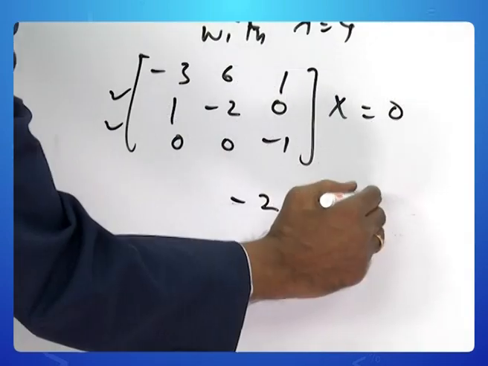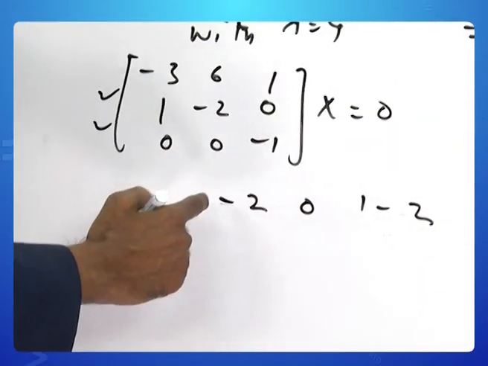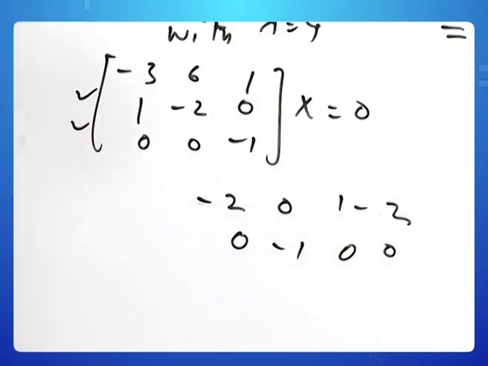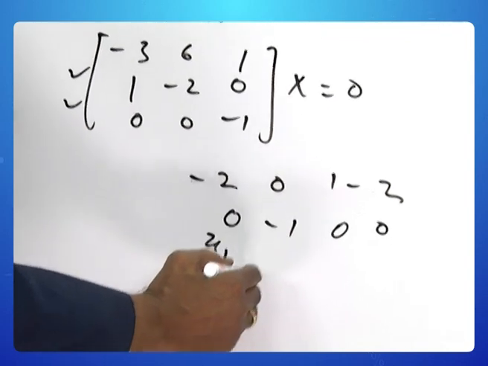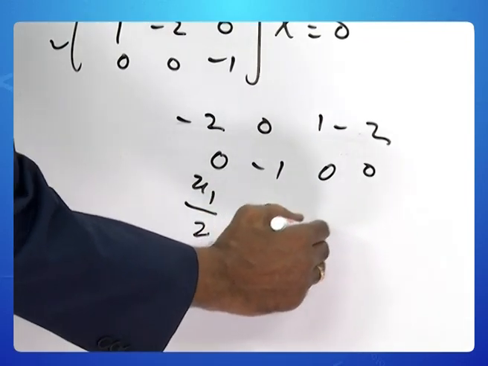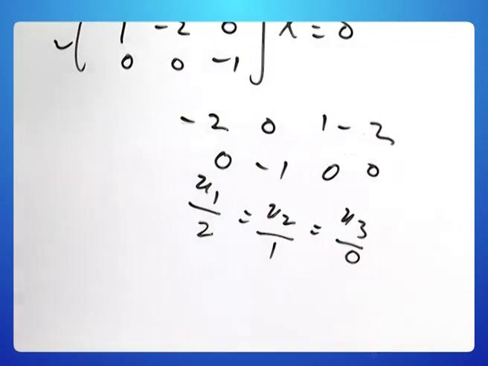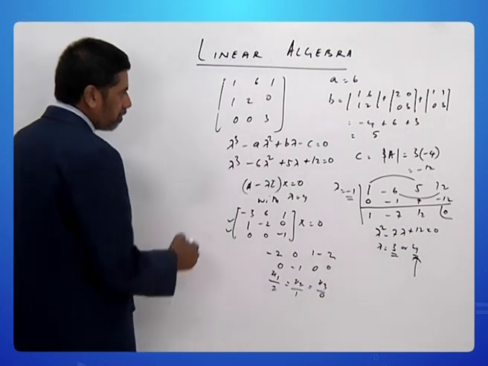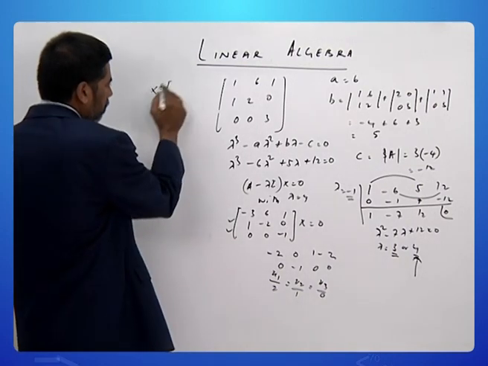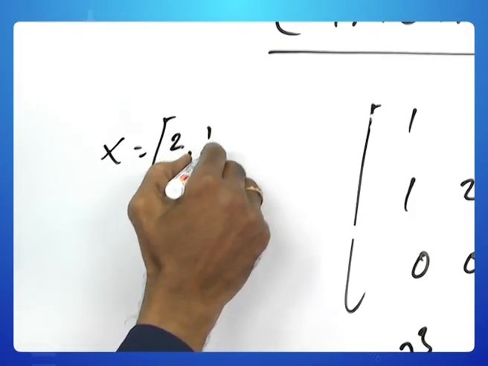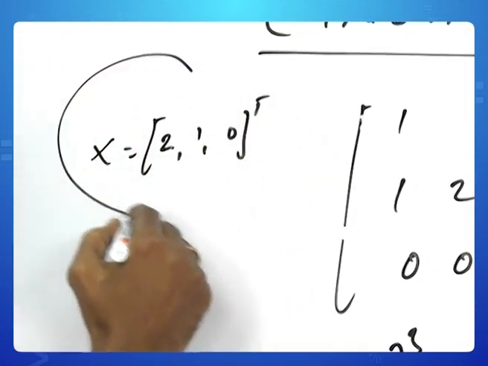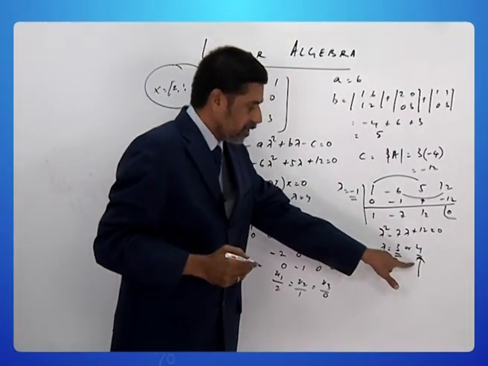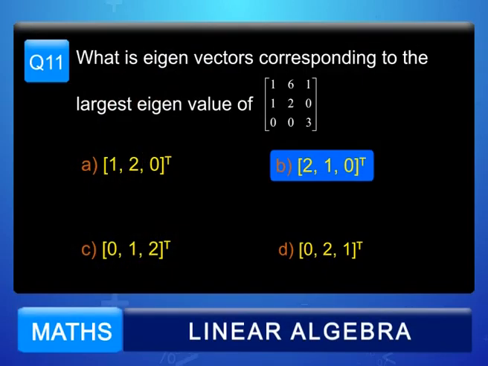Minus 2, 0, 1, minus 2, that is B, C, A, B, and 0, minus 1, 0, 0. So from this, x1 by 2 is equal to x2 by 1 is equal to x3 by 0. These are nothing but the determinants of these 2 by 2 matrices. So what do we observe? We observe that the vector is (2, 1, 0) transpose. So this is the eigenvector corresponding to the largest eigenvalue of A, and the correct option for this problem is B.